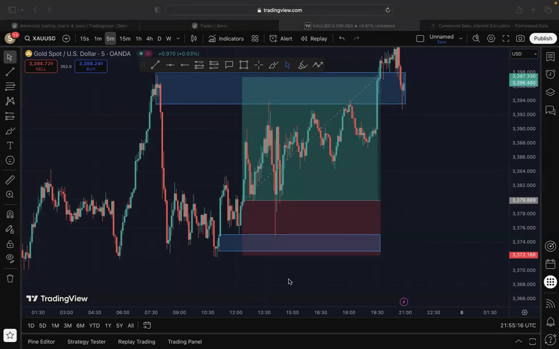So because we know that our stop loss is a valid one, this is a protected level.